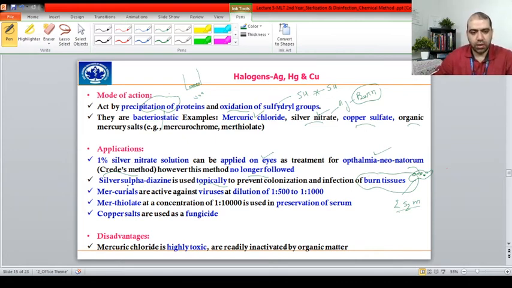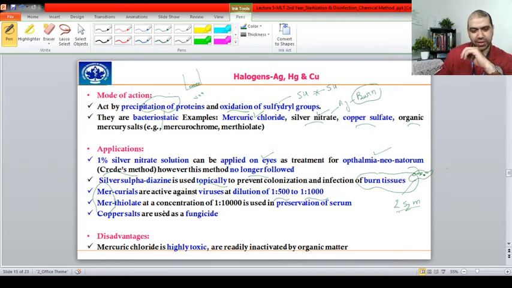Okay, now mercurials. Adding these different names to it, they are the same things but with different derivations. For example, mercurials are active against viruses at a dilution of 1:500 and 1:1000. That's a very low concentration. So at that concentration, it's effective. Imagine at higher concentration how effective it will be.